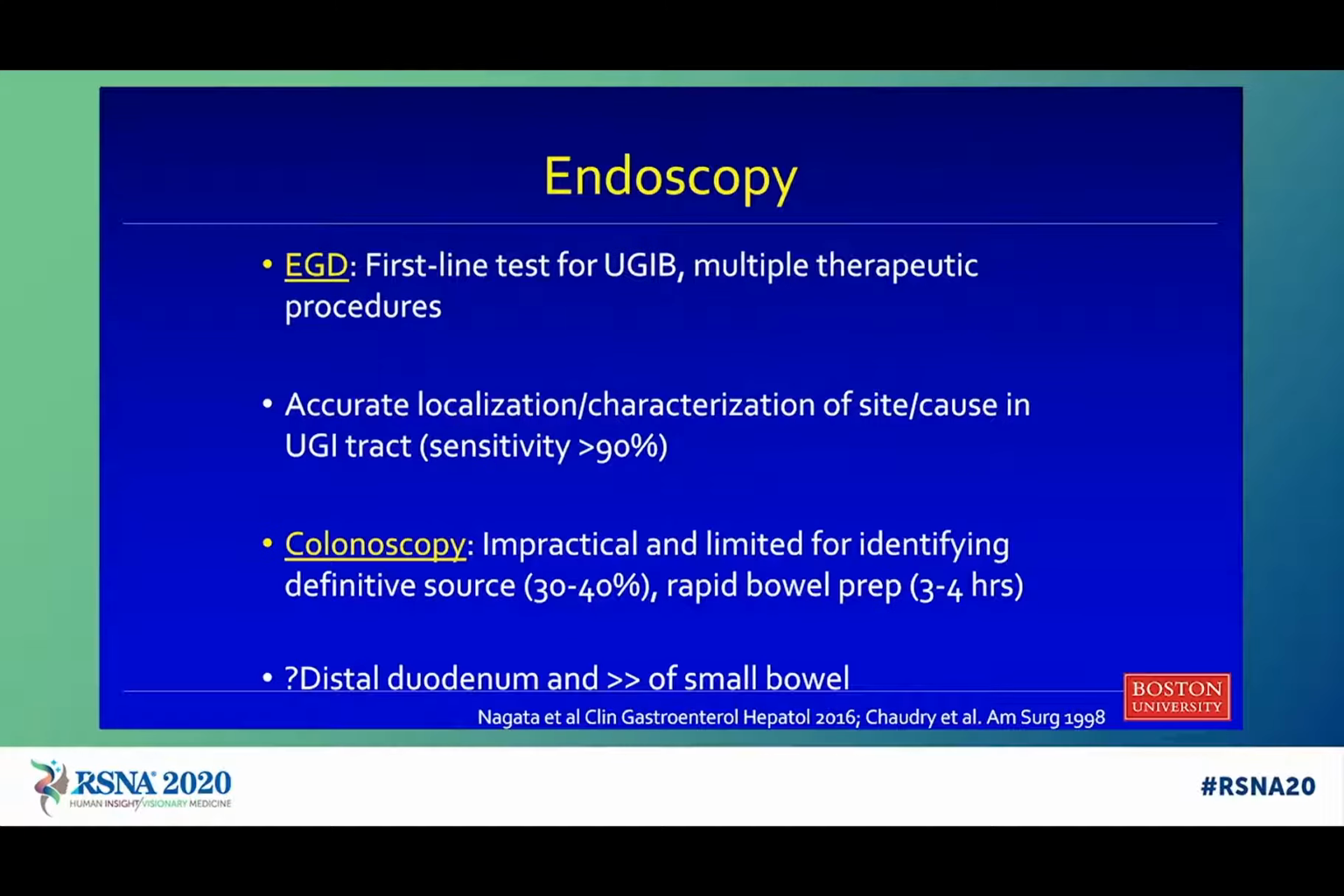EGD is the first-line test for upper GI bleeding, as it has many therapeutic procedures that can be performed with it. It accurately localizes and characterizes the site and cause in the upper GI tract. Colonoscopy, however, is impractical and is limited for identifying a definitive source of bleeding. It requires a rapid bowel prep, which takes several hours.